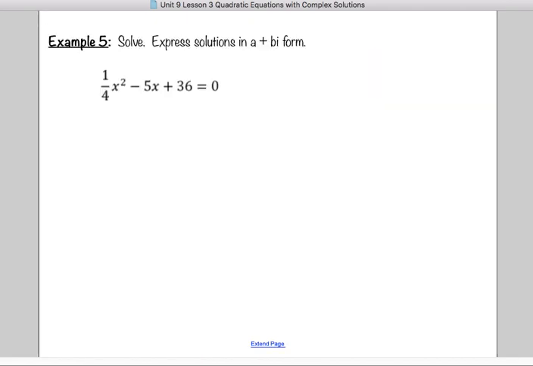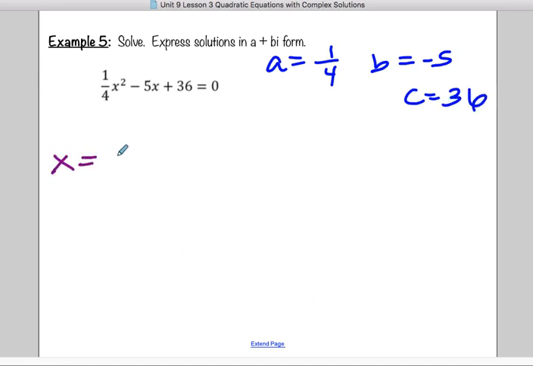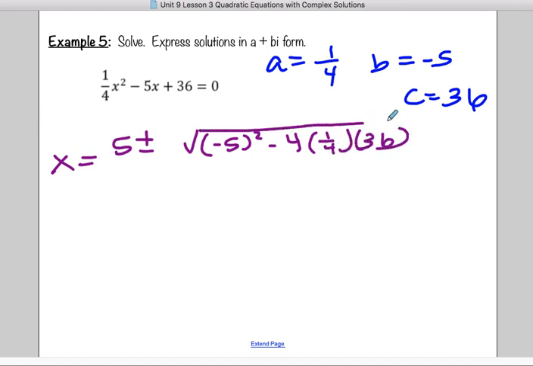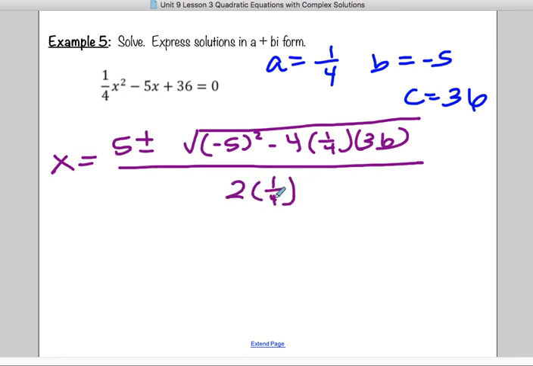Example 5, I would say this one's a little bit different because it has a fraction in there. But we're going to solve it the same way. So a is equal to 1/4, b is equal to negative 5, and c is equal to 36. So we plug it in. x is equal to the opposite of b, so 5 plus or minus the square root of b squared, so negative 5 squared, minus 4 times a, 1/4, times c, 36. All over 2 times our a, 2 times 1/4.